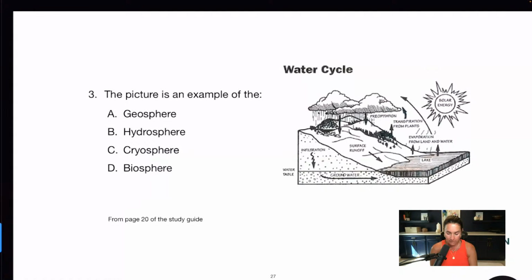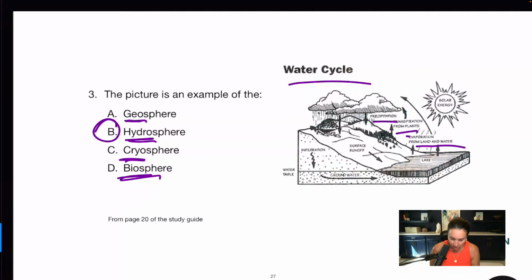Let's have a look at the water cycle here. I can see that's going on here. The picture is an example of the hydrosphere. So anything that has to do with water is hydro. Hydro means water. Geosphere is anything that has to do with like the minerals in the ground, like a geologist. Cryosphere is all the ice, all the frozen water on Earth. And the biosphere is anything living. So we want to make sure we know that. And you can see we've got precipitation, transpiration, condensation, runoff. This is all about the water. And so that's going to be the hydrosphere there.